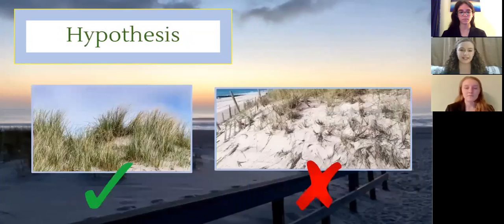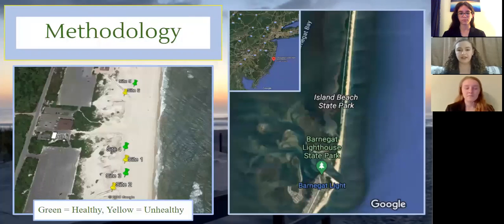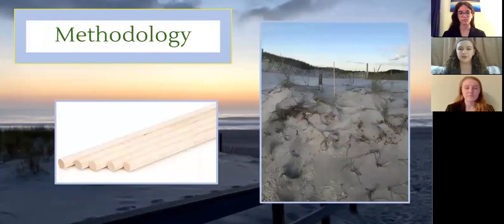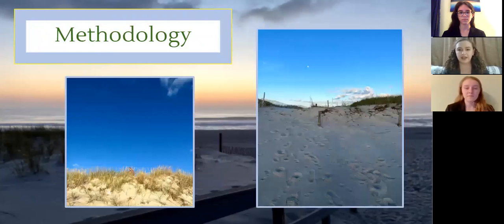It was hypothesized that if the dunes have healthier dune grass, then they will develop at a more rapid rate than the dunes with unhealthy grass. Data was collected once a week over an 11-week period at Island Beach State Park in New Jersey. We used 6 wooden dowels marked with centimeter lines and placed them at the tops of the selected dunes, 3 healthy and 3 unhealthy. Each dune started at 0 centimeters on the dowel.